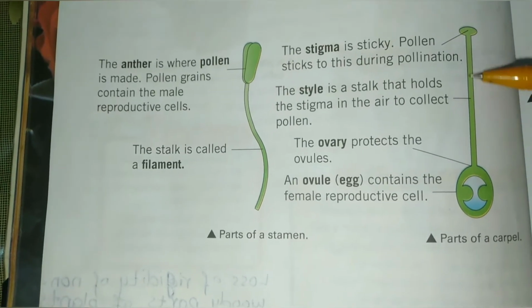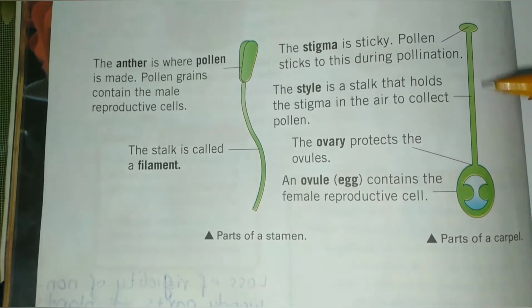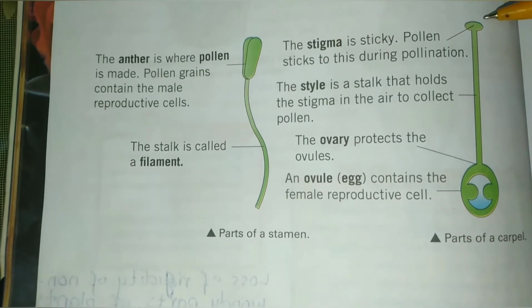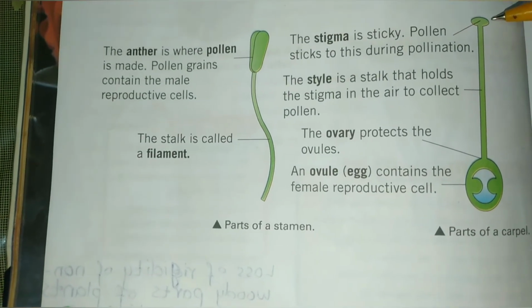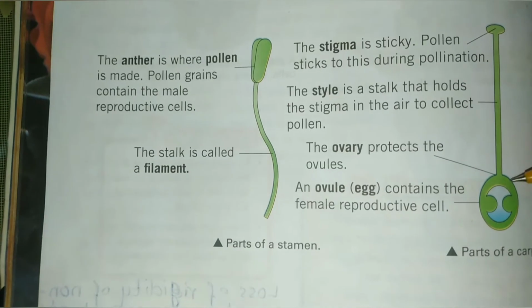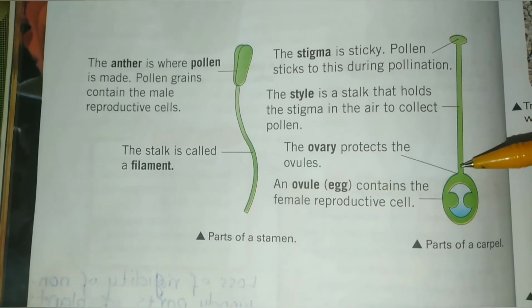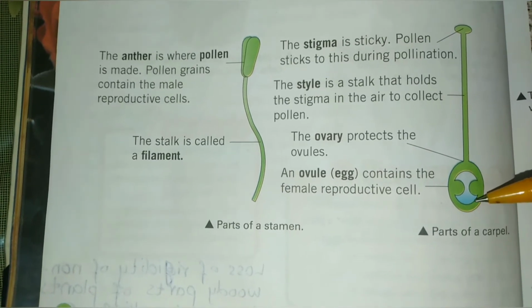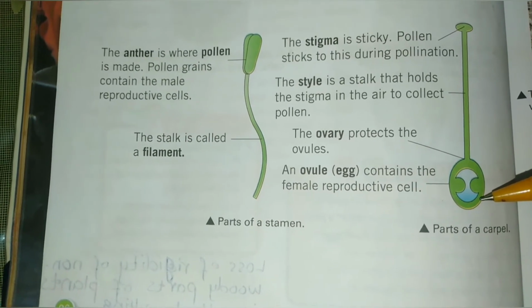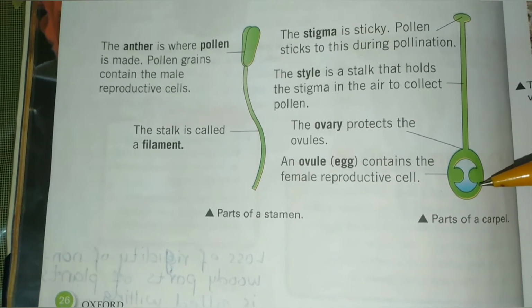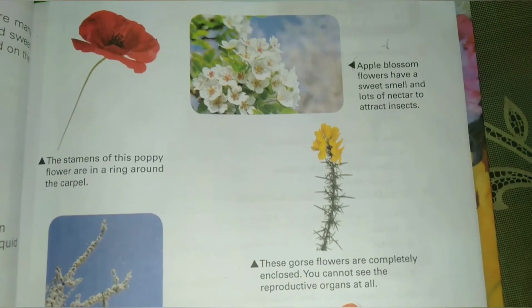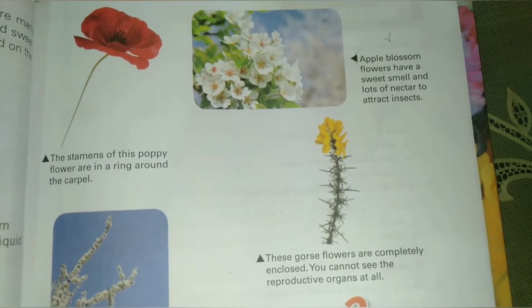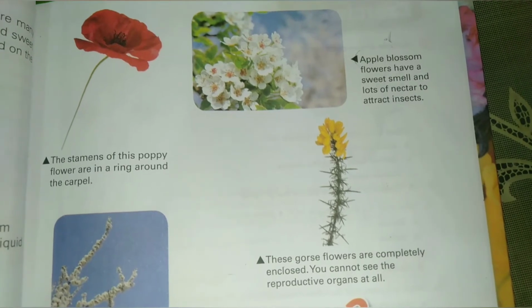This long stalk-like part is called style and it holds the stigma in the air to collect the pollen. This basal swollen portion of the carpel is known as ovary. Ovary protects the ovules, and the ovules contain the female reproductive cells. Beta, pollination is defined as the transfer of pollen grains from the flower's anther to stigma.